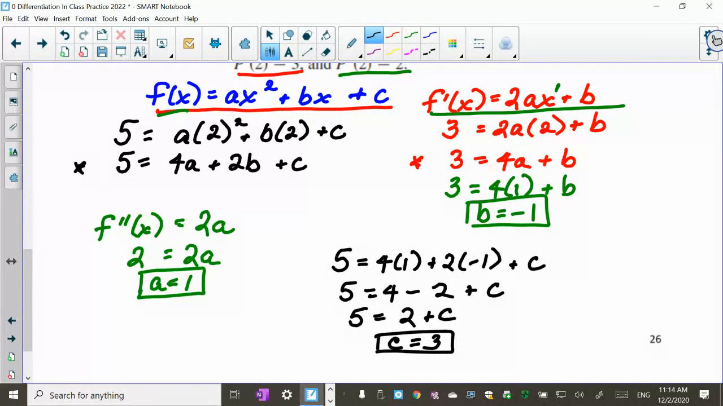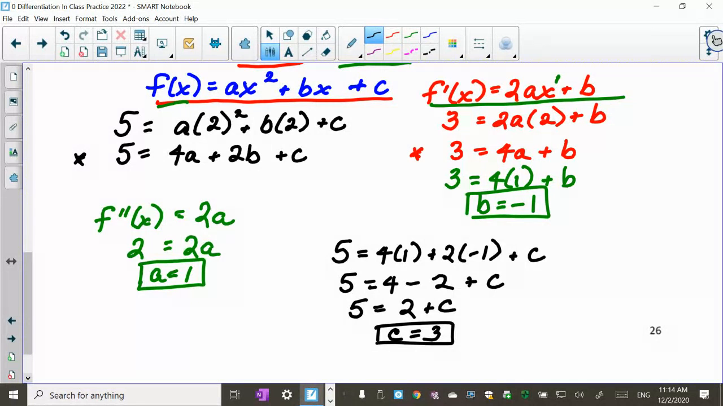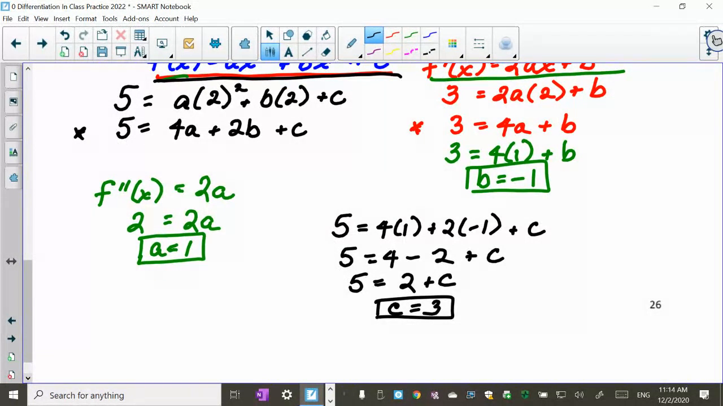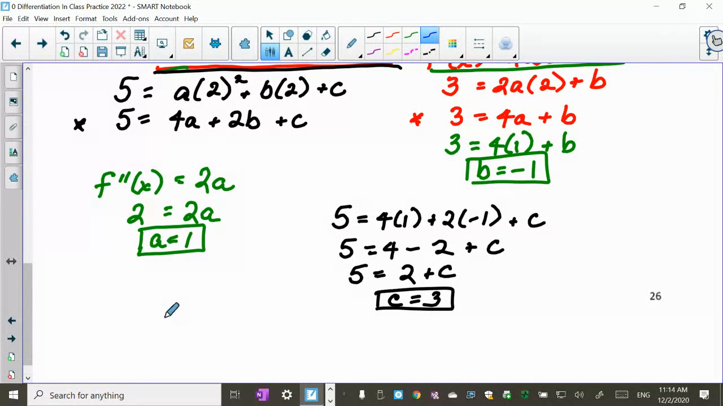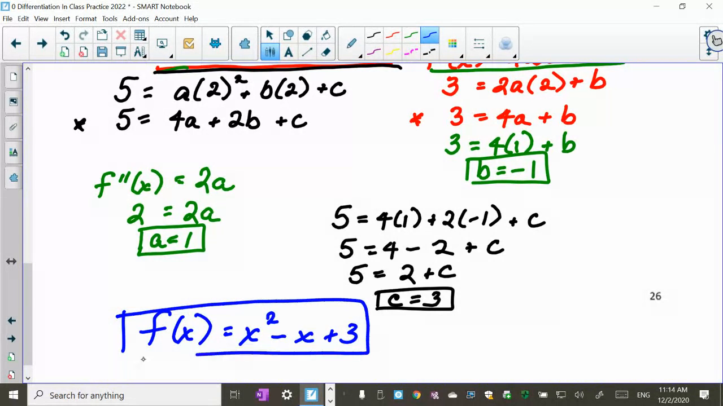Now, there we go. I can go back here to this blue one right here and plug in everything we found. So we found f of x. a is 1, so I don't really need to put it. b is negative 1, so that's going to be minus x. And c is 3. So we found the quadratic function, or the polynomial, if you will, that used that information, and we kind of went backwards.